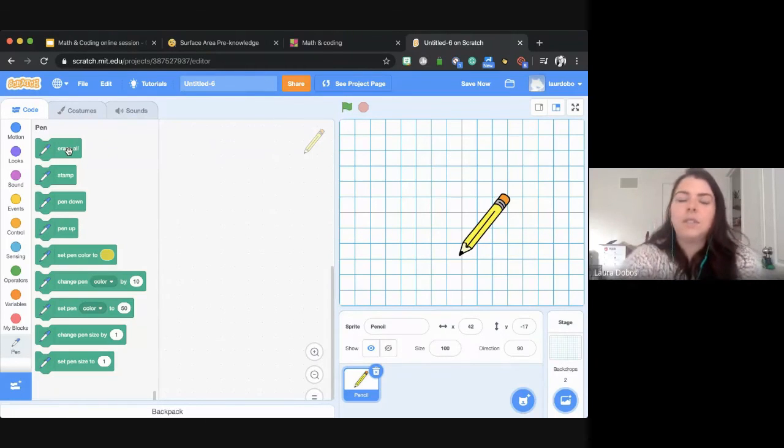So the task for this tutorial is to create a net for a cube. Some of the background knowledge we would need to know for that are, what are the sides of a cube? What shape makes up the sides of a cube? Square, yeah. So that's something that, again, you're activating pre-knowledge with students. How many squares are we going to have to draw? 6, yeah.